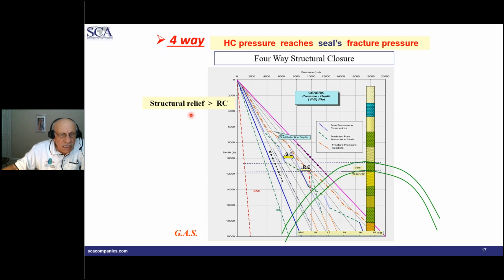If the structure relief is higher than the retention capacity, here is the retention capacity, which is the difference between the frac pressure and the pore pressure. If the structure relief is larger than that value here, you can trap as much as you can in that closure until you hit the spill point. We're going to see an example soon. Here is the gas, here is the oil.